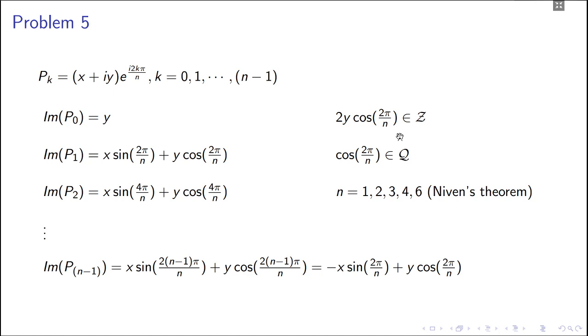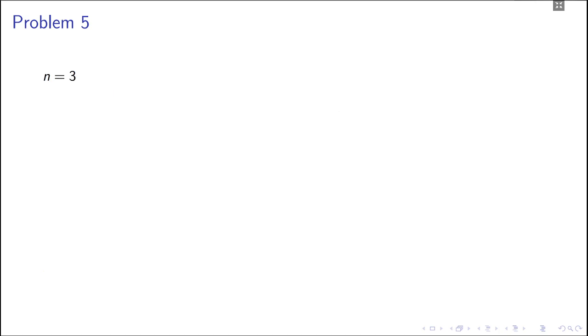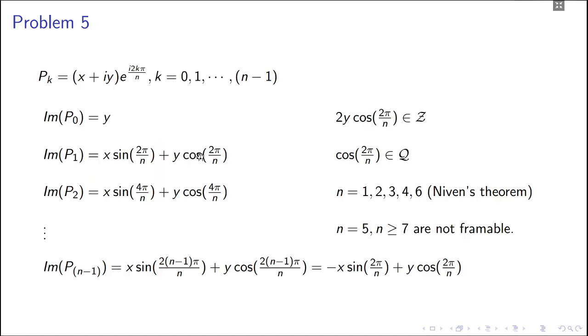Okay, so what does that mean? That means n equal to 5 and anything greater than or equal to 7 are not frameable. So already two parts of the problem are proved, and you have to check for n equal to 3, 4 and 6. For all of these it's actually possible, and I'll just show you. So for n equal to 3, you just use this. All these have to be integers.